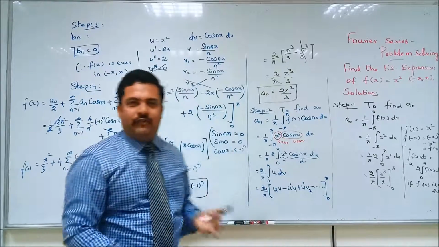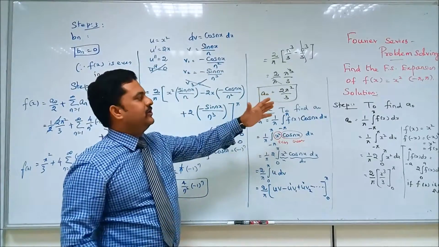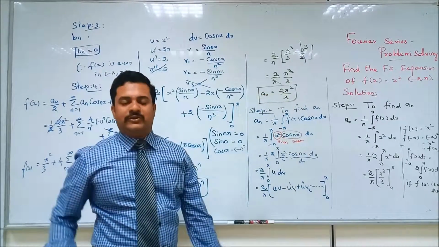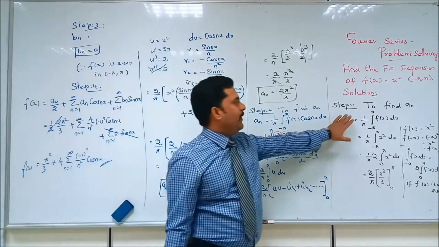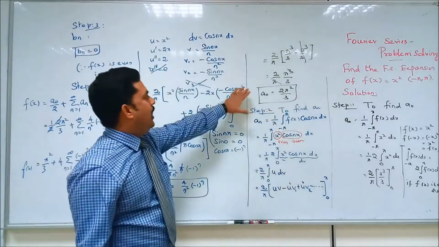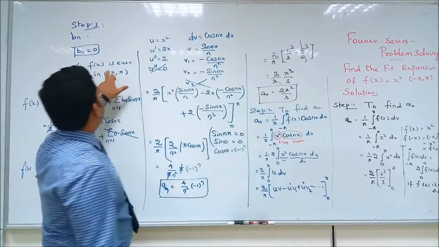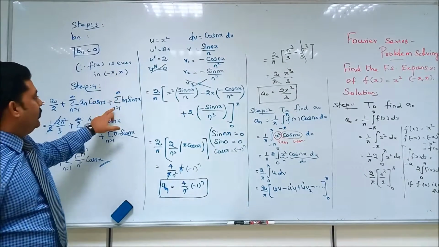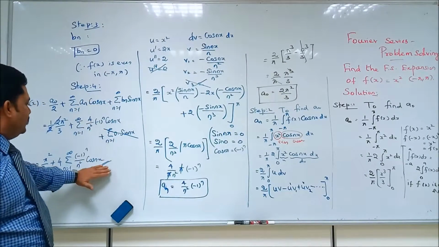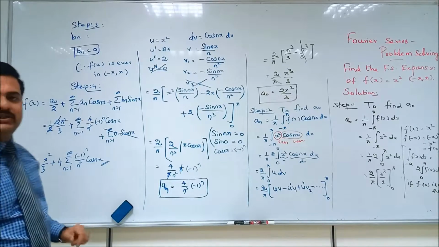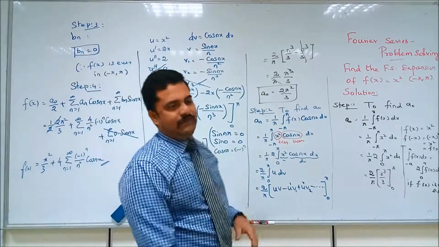So in this lecture, we have discussed how to find the Fourier series expansion for f of x equal to x power 2, especially how to find the value of a naught by using the rule, and an, bn by using the property, the Fourier series rule, and the substitution. Finally, we got our result in terms of the Fourier series expansion.